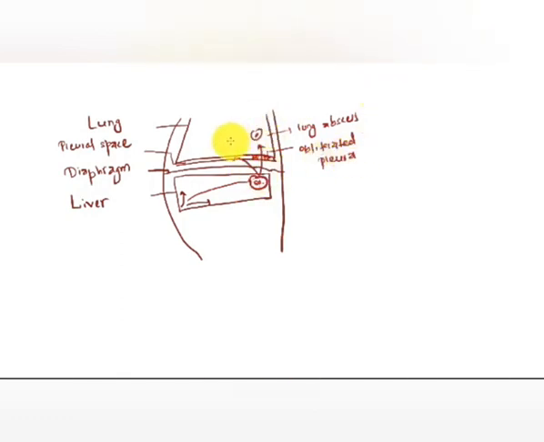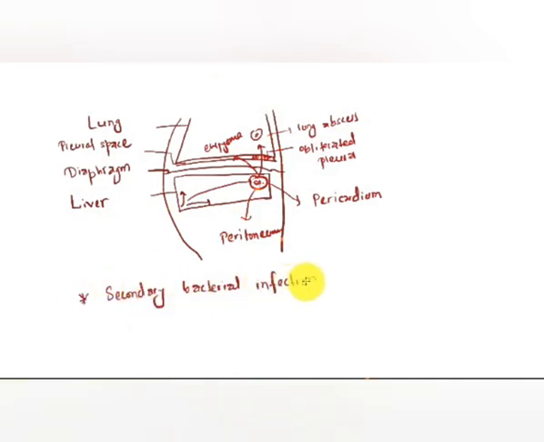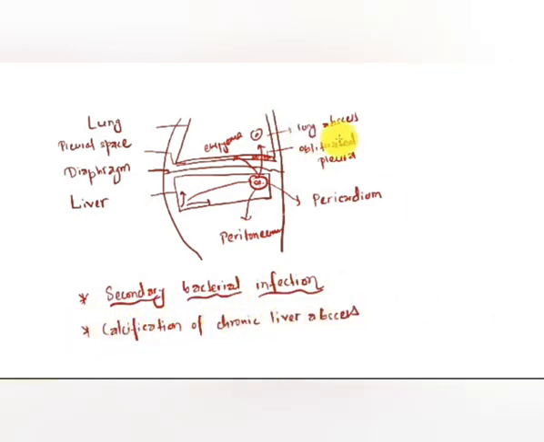If it ruptures into pleura, it will cause empyema. In pericardium, it can cause cardiac tamponade. In peritoneum, it can cause peritonitis, and it can rupture into any other intestinal organs. The most common complication is secondary bacterial infection. Another complication is calcification of chronic liver abscess.